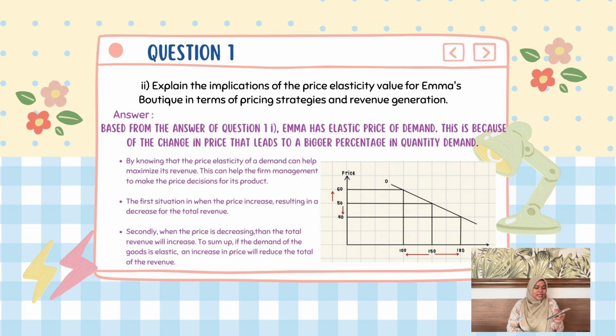Knowing the price elasticity of this demand can then maximize the revenue. This also helps the firm management when making pricing decision for its product. The first situation is when the price is increasing, then the total revenue will absolutely decrease. Secondly, when the price is decreasing, the total revenue will increase. To sum up, if the demand for the goods is elastic, an increase in price will reduce the total of the revenue.